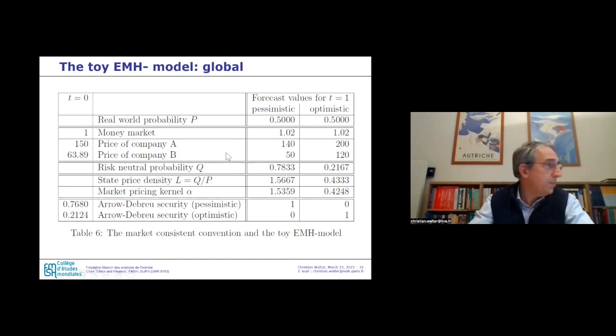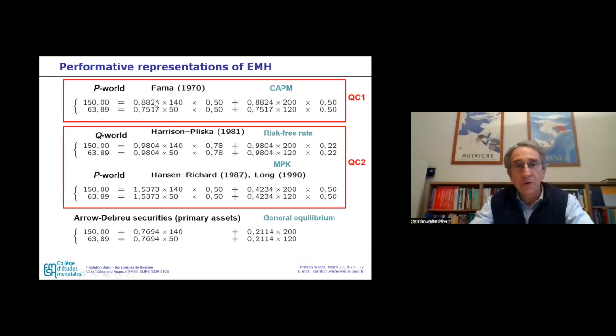This is this table. You see, old framework of EMH, 1970, new framework with Q, Harrison and Pliska, 81, the equivalence in the P world with the market pricing kernel, and the general equilibrium theory with the arbitrage-free securities. And these results are very simple to obtain because there is nothing like mathematical complexity, no stochastic processes and no stochastic calculus. That's very nice. Thank you.